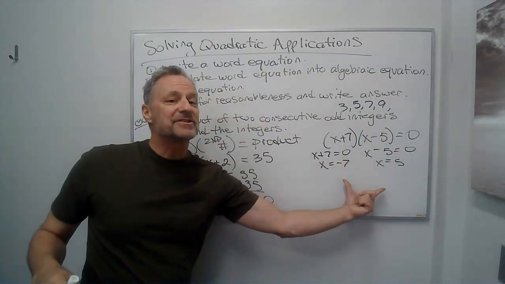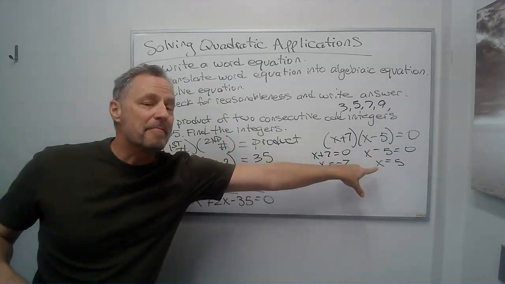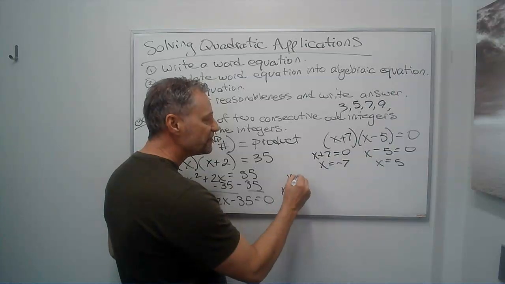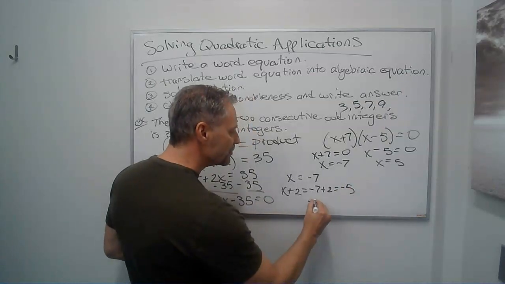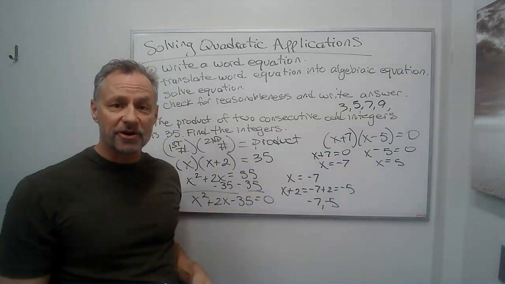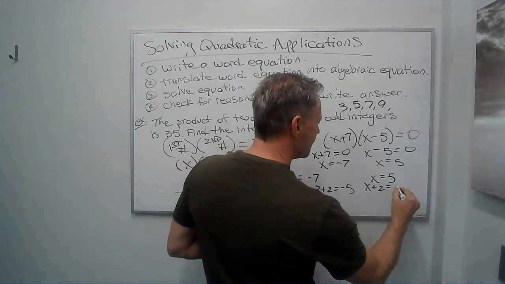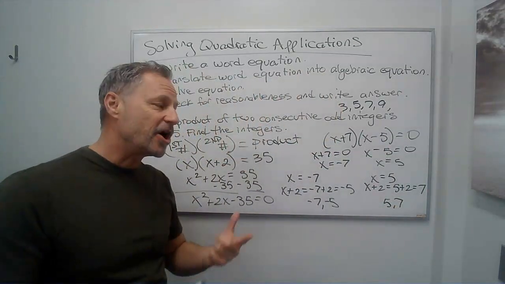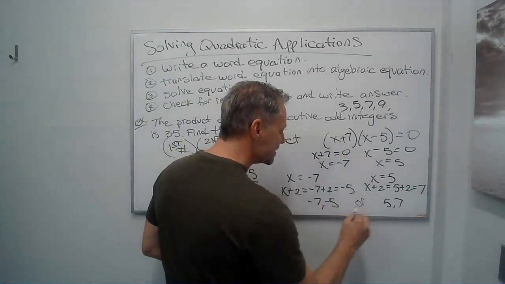Well, those aren't my answers because they're not consecutive odd integers. So maybe they're negative 7, or maybe they're 5. So remember, I had x and x plus 2. Well, if x was negative 7, I get negative 7 plus 2, which is negative 5. Oh, those are consecutive odd integers, and they do multiply to 35. But what if x is 5? Oh, 5 and 7 are also consecutive odd integers. They also have a product of 35. So either of these works. So this time I actually get 2 answers.